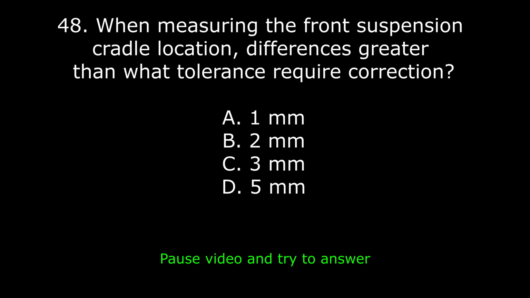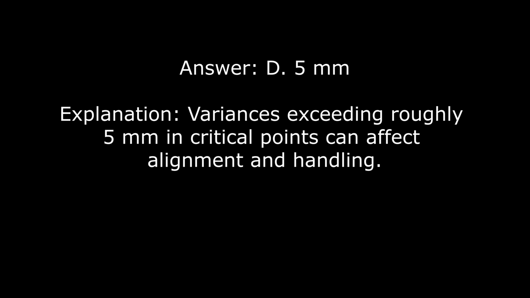48. When measuring the front suspension cradle location, differences greater than what tolerance require correction? A. 1 mm. B. 2 mm. C. 3 mm. D. 5 mm. Answer. D. 5 mm. Explanation. Variances exceeding roughly 5 mm in critical points can affect alignment and handling.